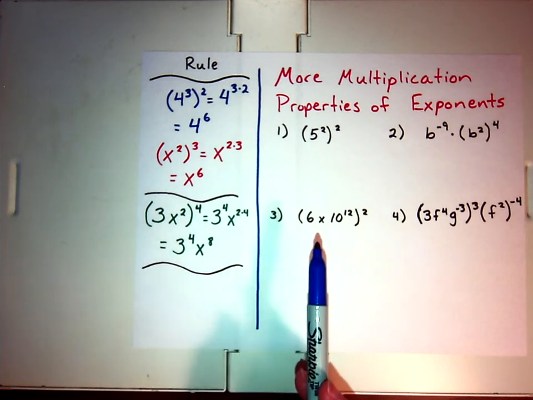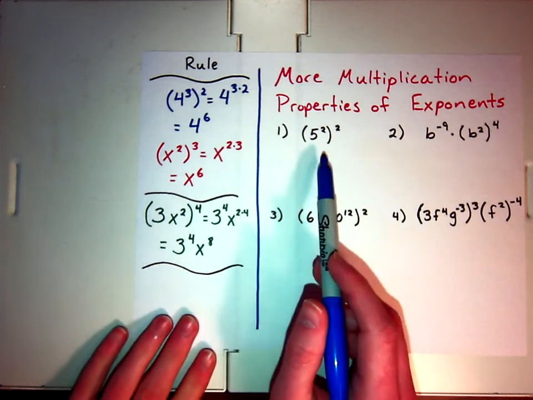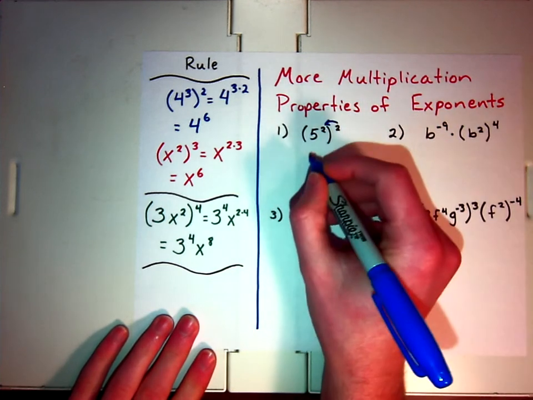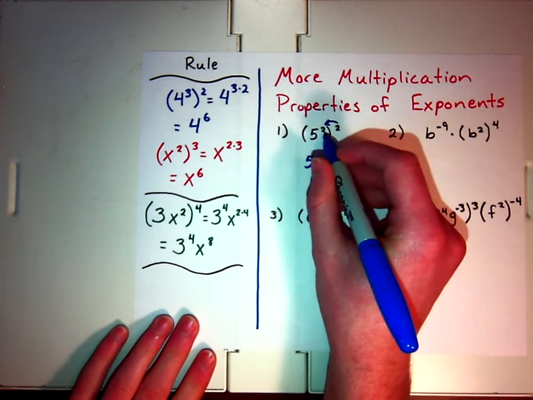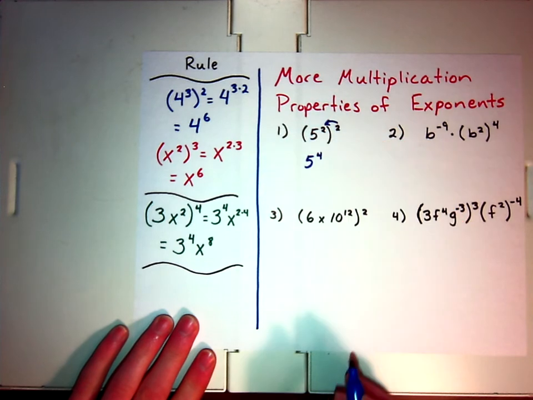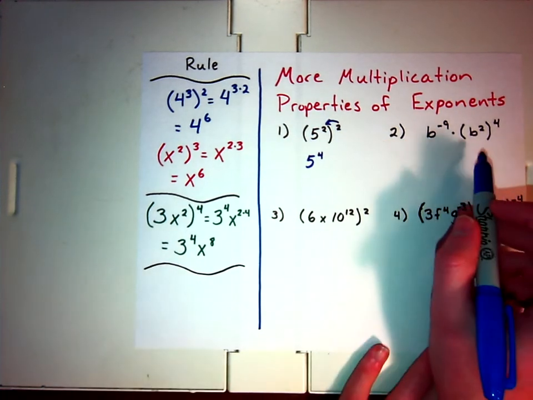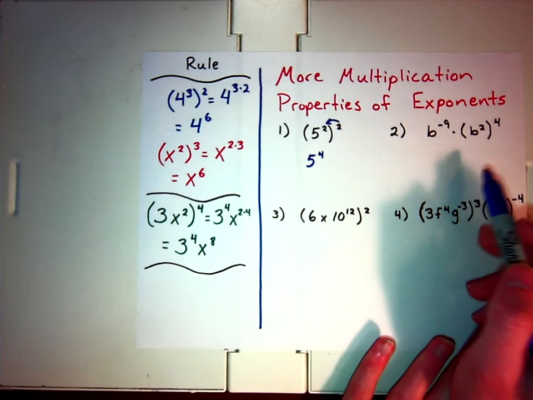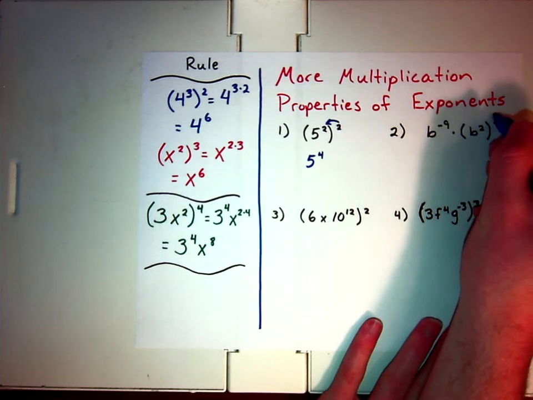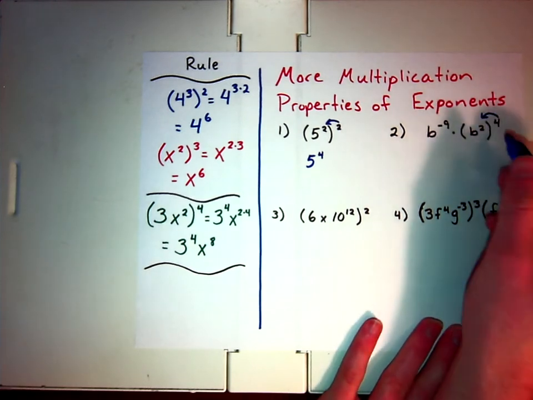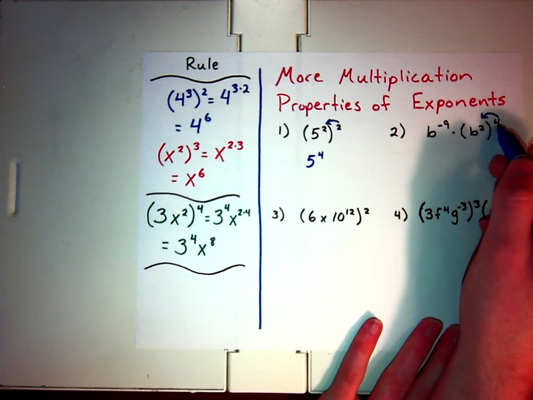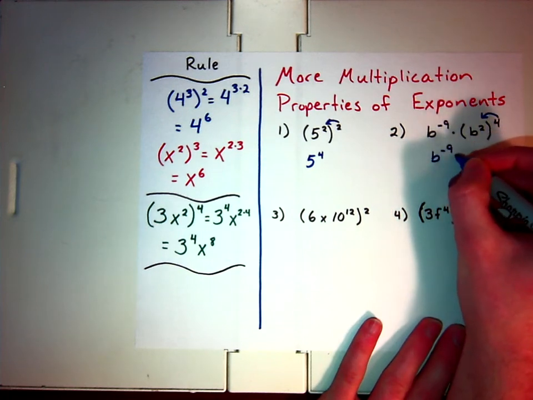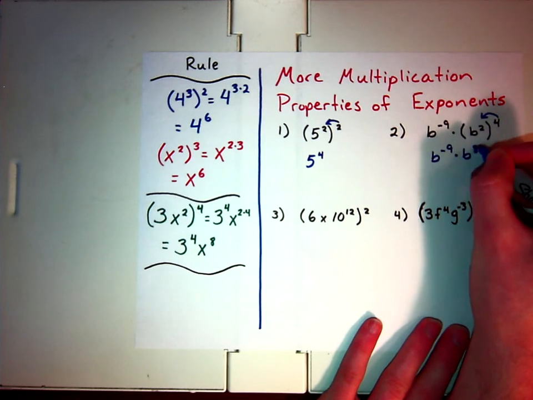So let's look at a few examples for this. For number 1, we see this 2, and that 2 needs to go to that 2 also. So it's 5, 2 times 2 is 4. Over here, this one is starting to add in rules we've learned in previous lessons. First of all, let's do what we're learning this lesson. That 4 comes over to that 2, and 2 times 4 is 8. So it's going to be b to the negative 9 multiplied by b to the 8th.